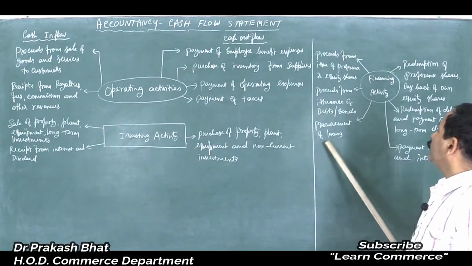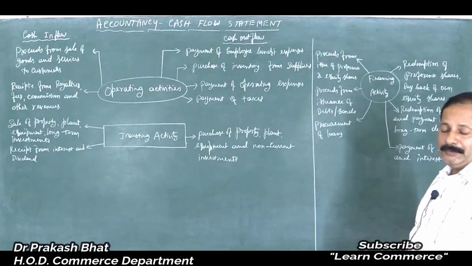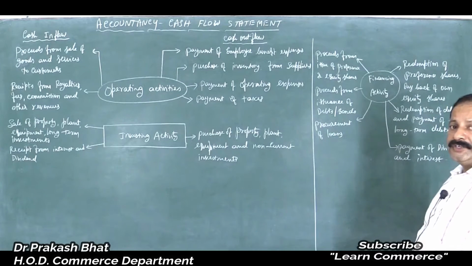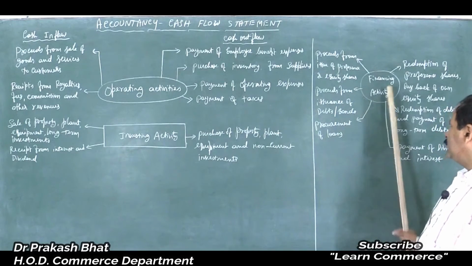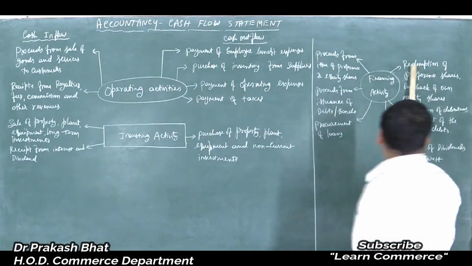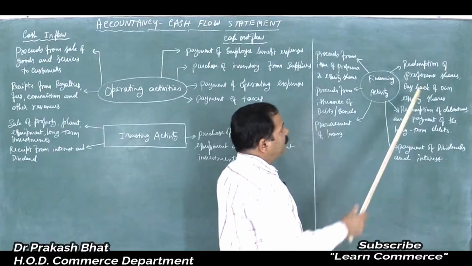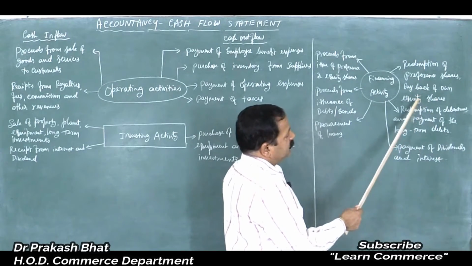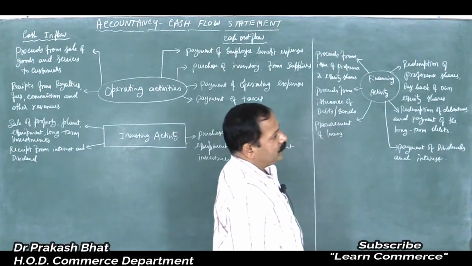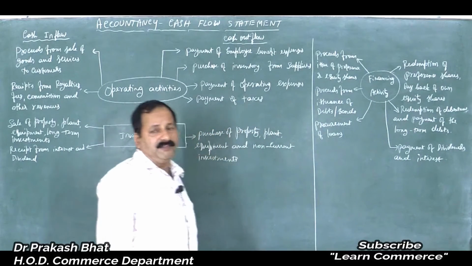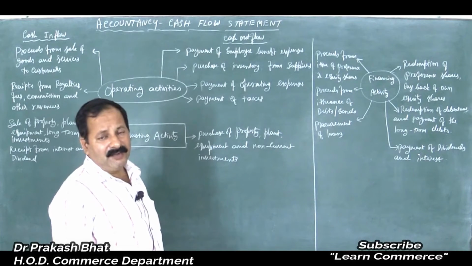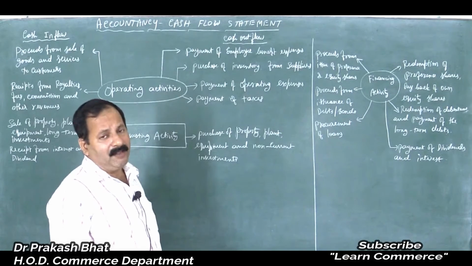Then procurement of loans: when we apply for a long-term loan and get the money, that comes under financing activity. Moving on to the cash outflow, redemption of preference shares, buyback of own equity shares, that is when we buy our own shares, isn't it? Buyback of shares means when a company purchases its own shares from the open market.